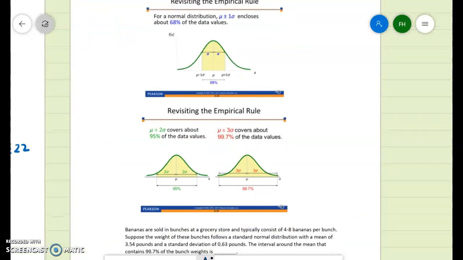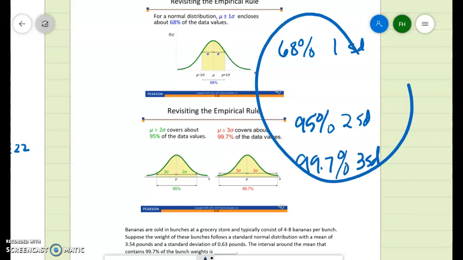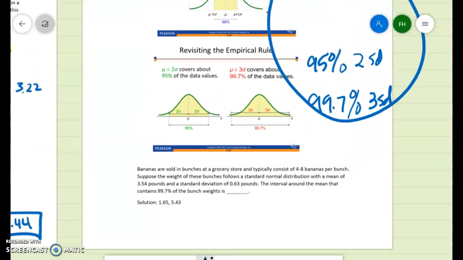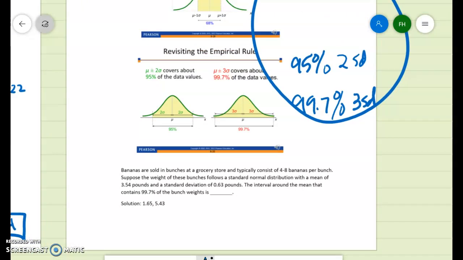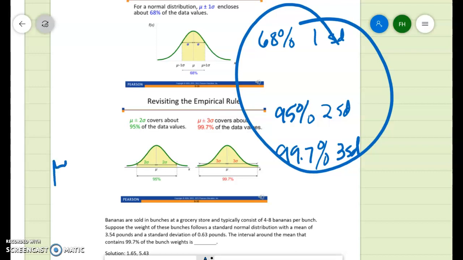For the empirical rule, 68% of your data points are 1 standard deviation away from the mean. 95% of your data points are 2 standard deviations, and 99.7% of your data points are 3. These are your 3 magic numbers. So when you're doing this, you're going to use your formula here: mean plus or minus the number of standard deviations, either 1, 2, or 3, depending on the percentage.